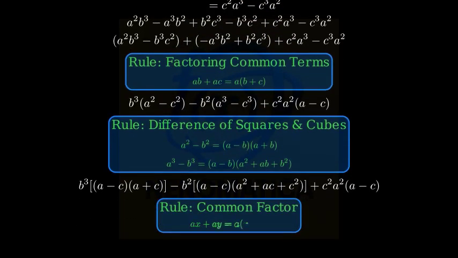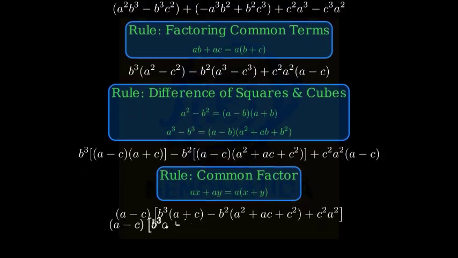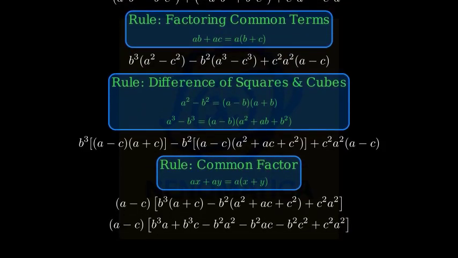Looking at our expression, we can see that (a minus c) is a common factor in all terms. So we can factor it out, giving us (a minus c) times [b cubed times (a plus c) minus b squared times (a squared plus a c plus c squared) plus c squared a squared]. Now, let's simplify the expression inside the square brackets. When we expand, we get b cubed a plus b cubed c minus b squared a squared minus b squared a c minus b squared c squared plus c squared a squared.